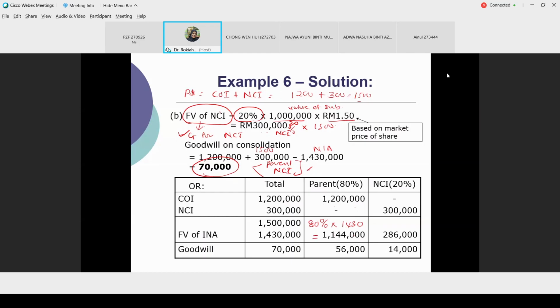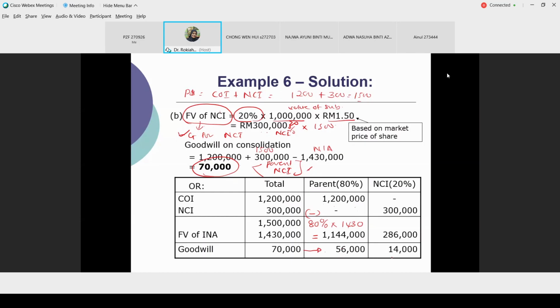So the parent's share of the assets here is 1,144. Compare with the COI, so 1.2 minus 1,144. So the parent share is 56,000 from that 70,000.